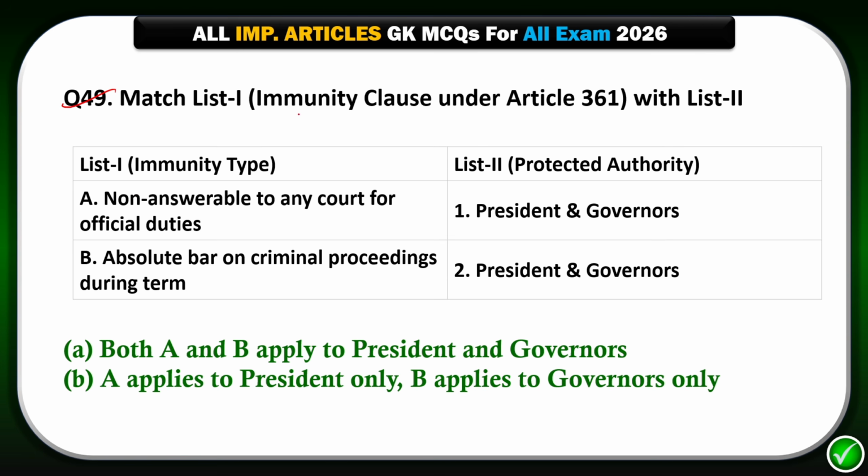Question 49. Match list 1 immunity clause under Article 361 with list 2. Non-answerable to any court for official duties, absolute bar on criminal proceedings during term. Protected authority. Option number A. Both A and B apply to Presidents and Governors.